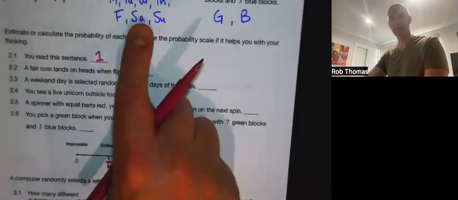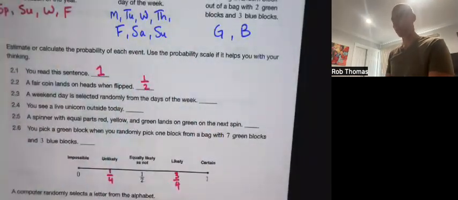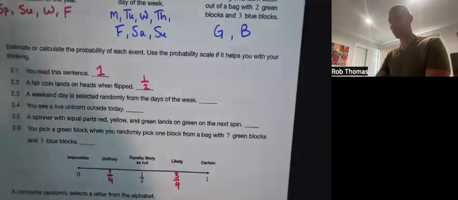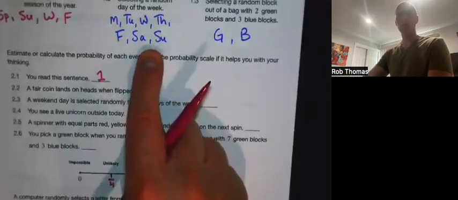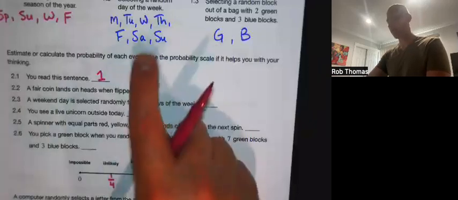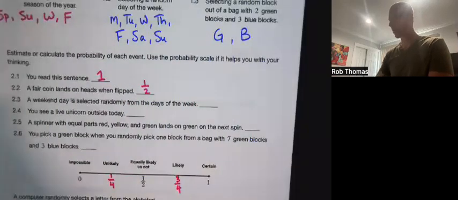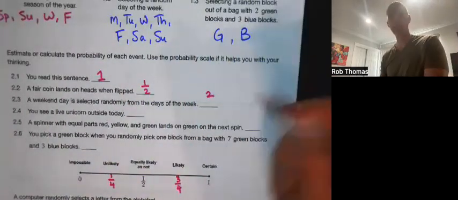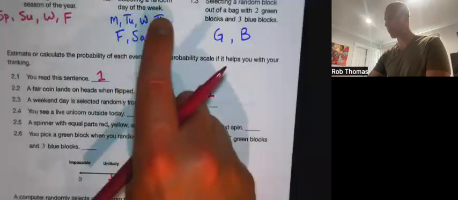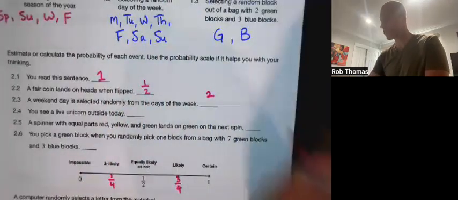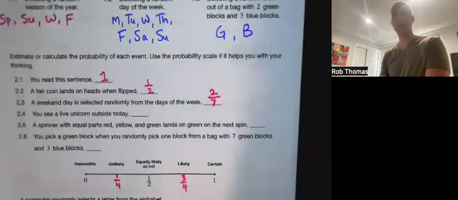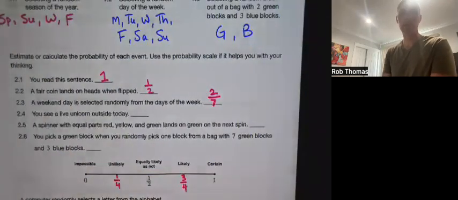A weekend day is selected randomly from the days of the week. So we got our sample space here, right? Now, if you want to know the probability of selecting a weekend day from this sample space, count the weekend days. You got your Saturday and your Sunday. That's 2. Out of how many days are there possible? 1, 2, 3, 4, 5, 6, 7. So it's a 2/7 probability of getting a weekend day.